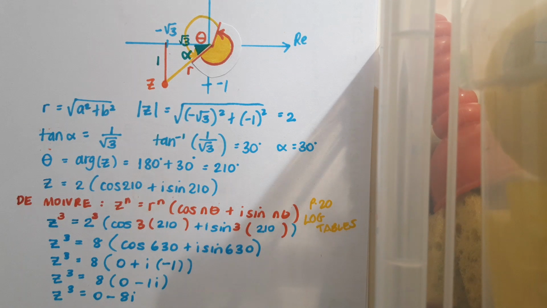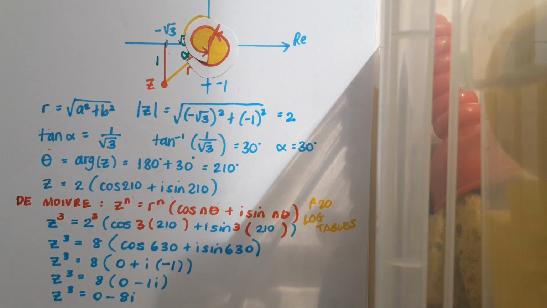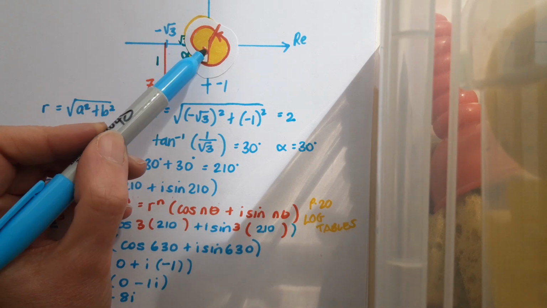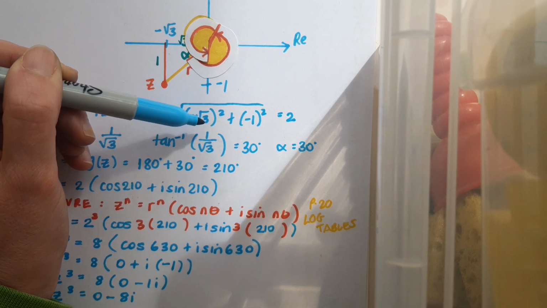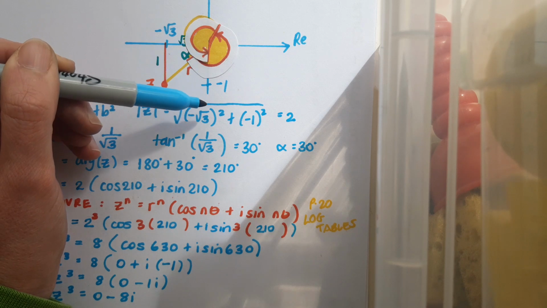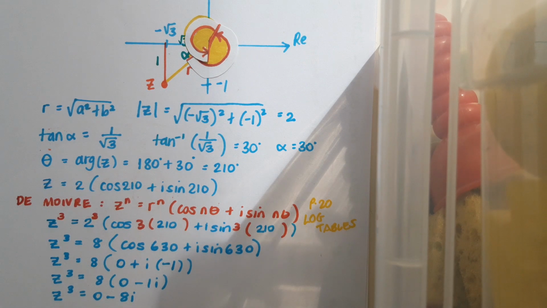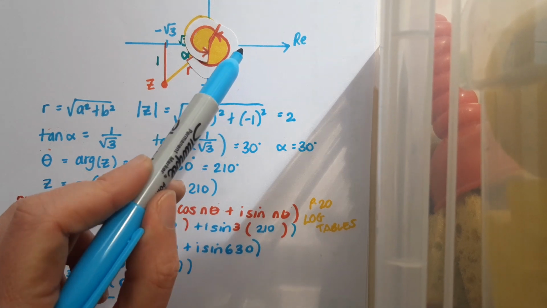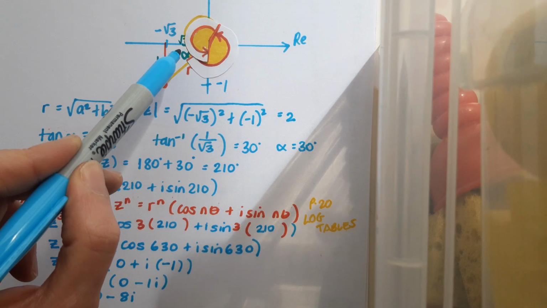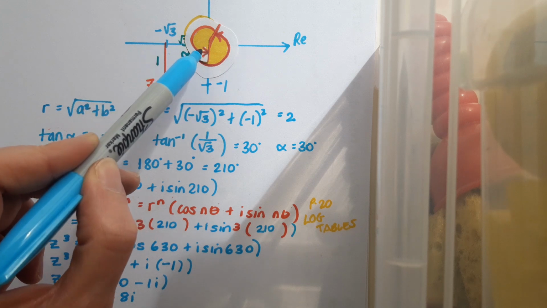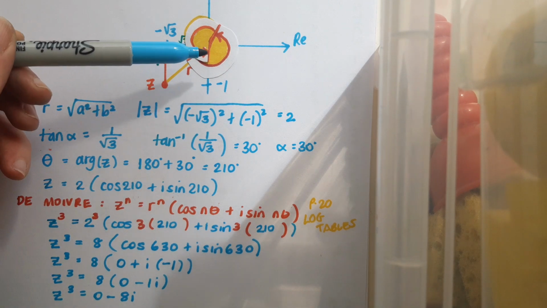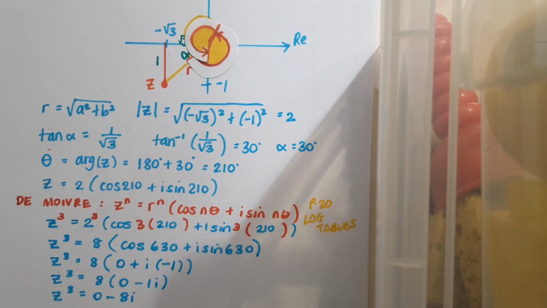But I didn't have just z by z. I had z by z by z because it was z cubed. So once I've got to that point, I have to multiply by z again, and I have to perform a further rotation of 210 degrees. And when I perform that rotation, I can see that it brings me around to here, which is in line with the negative imaginary axis. So 630 degrees from the positive sense of the real axis has brought me around to z cubed's argument, and then a distance of 8 out from the origin.